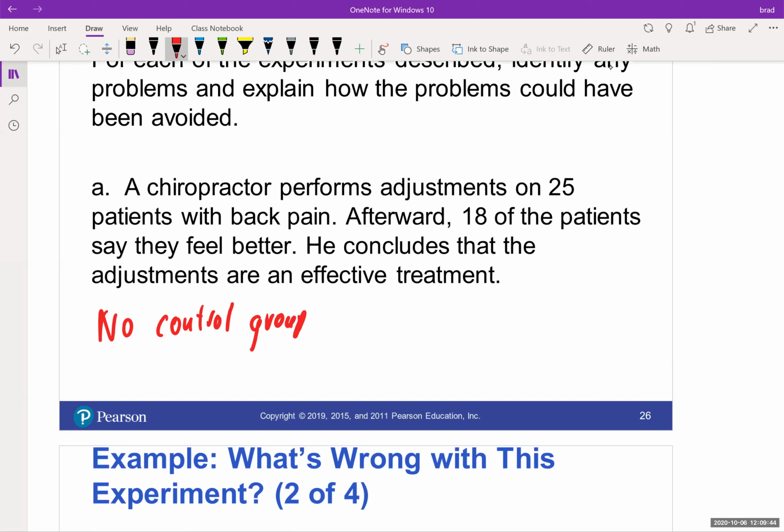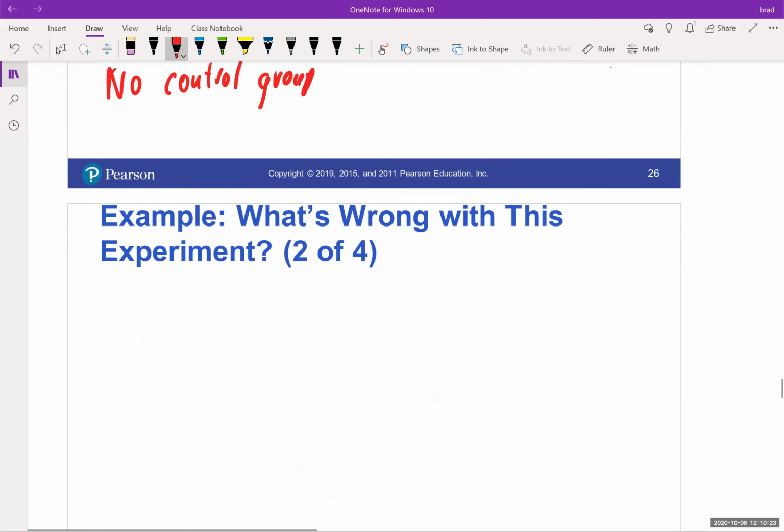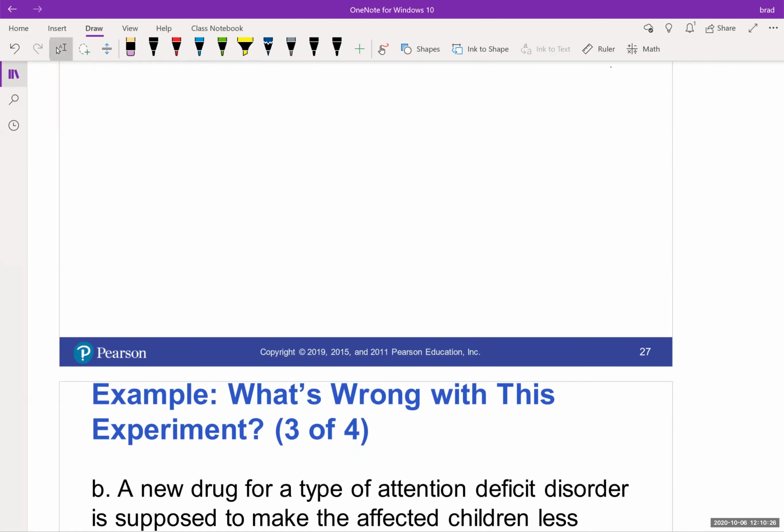Now, the problem is this isn't like giving a medication. People would obviously know that they're receiving back adjustments or something like that. So this is definitely no control group. I would say that's the main problem. Again, not always is there a way to have a control group, but this would be a case where, not having a control group, you don't know if maybe people just got better without the help of a chiropractor. Maybe the pain just went away on its own. So that's something you want to definitely think about for that problem.